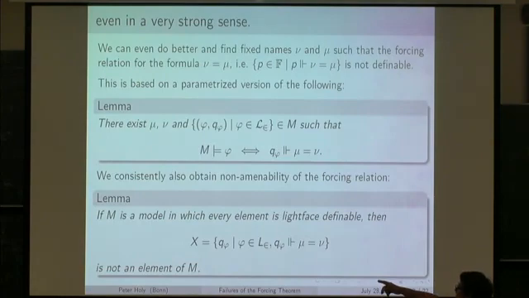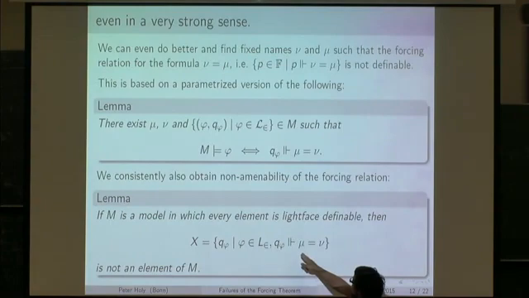Then we have the set X, which is the set of all conditions Q phi, as above, the set of all conditions Q phi that force that mu equals nu is not an element of the ground model. Because if it was, it would be light phase definable, and this would give us a light phase definition of truth, of parameter-free truth over the ground model, which is a contradiction. Ah, I see. This still doesn't work.